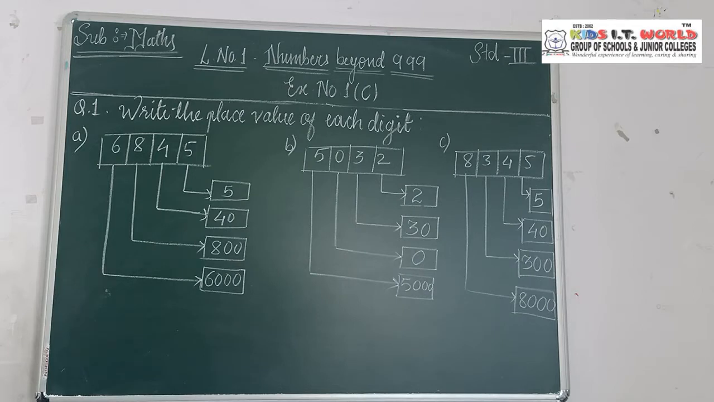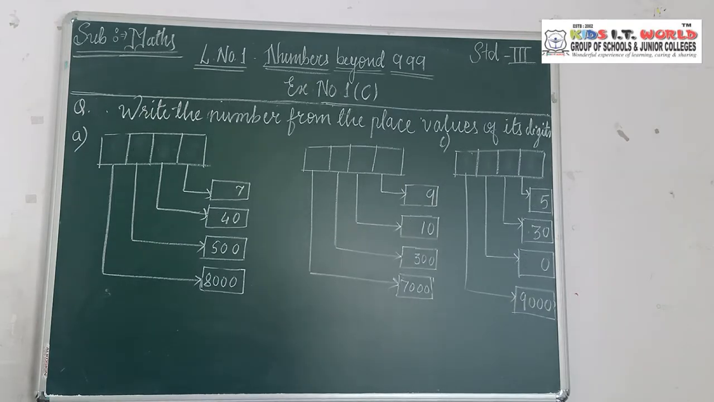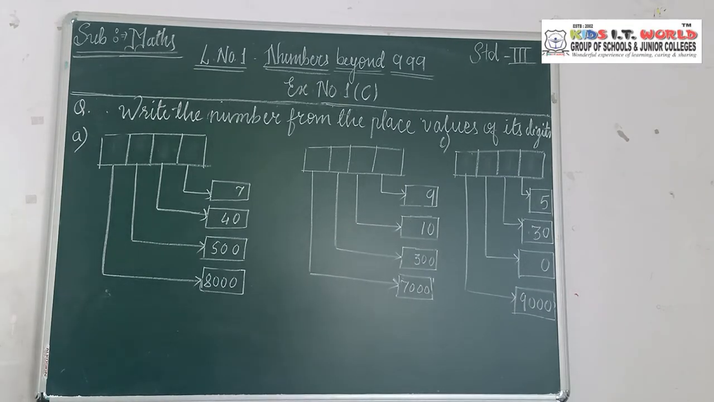Now the next question is opposite to this question. In the same chart they have given you the place value of each digit, and from the place value of each digit you have to find the number. Now let's start with the first one. As I told you, you have to write the numbers from the place value of the digit now.